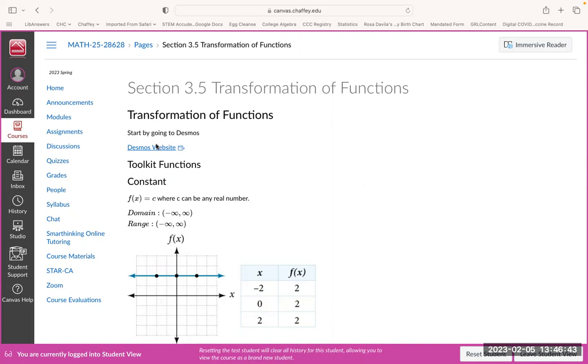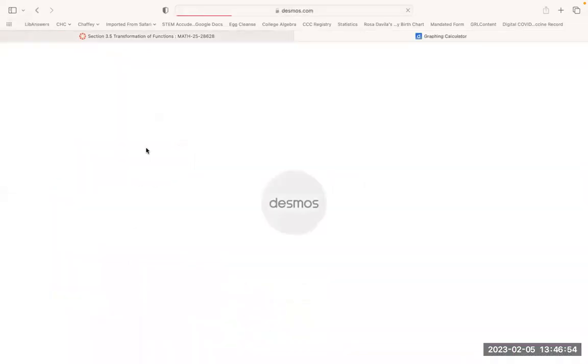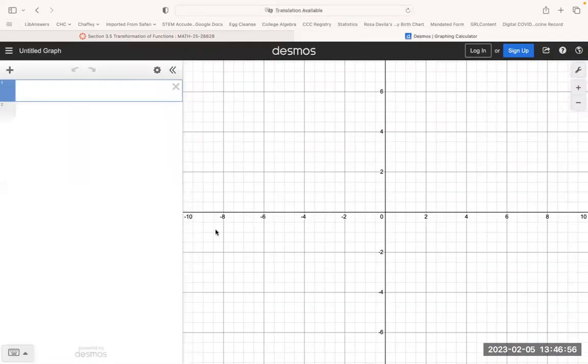And we could start by going to Desmos. Here we have the toolkit function similar to the way we have in the book, but I'm just going to kind of show you guys how you could play a little bit with this on Desmos. So desmos.com, and it's going to take you right here. So we'll start with the constant function.